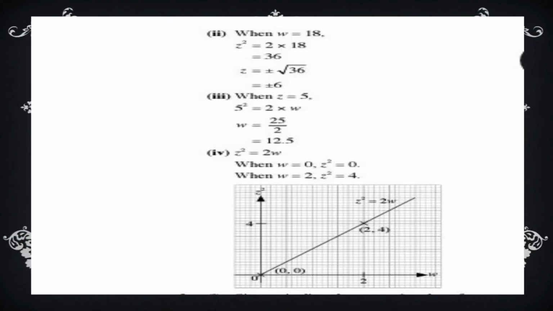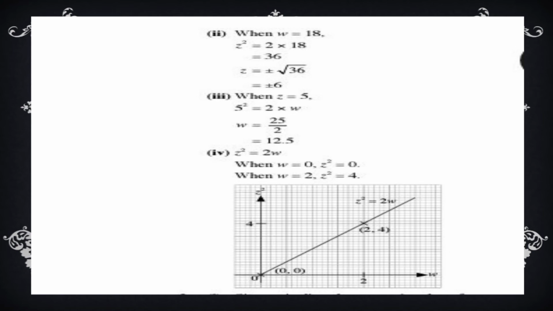In part 2, when w is equal to 18, z square equals 2 into 18, which equals 36. When we find the value of z, we take the square root of 36, which is equal to 6. And in part number 3, when z is equal to 5, z square equals 2w. So 5 square means it will be 25, 25 divided by 2 is equal to 12.5.